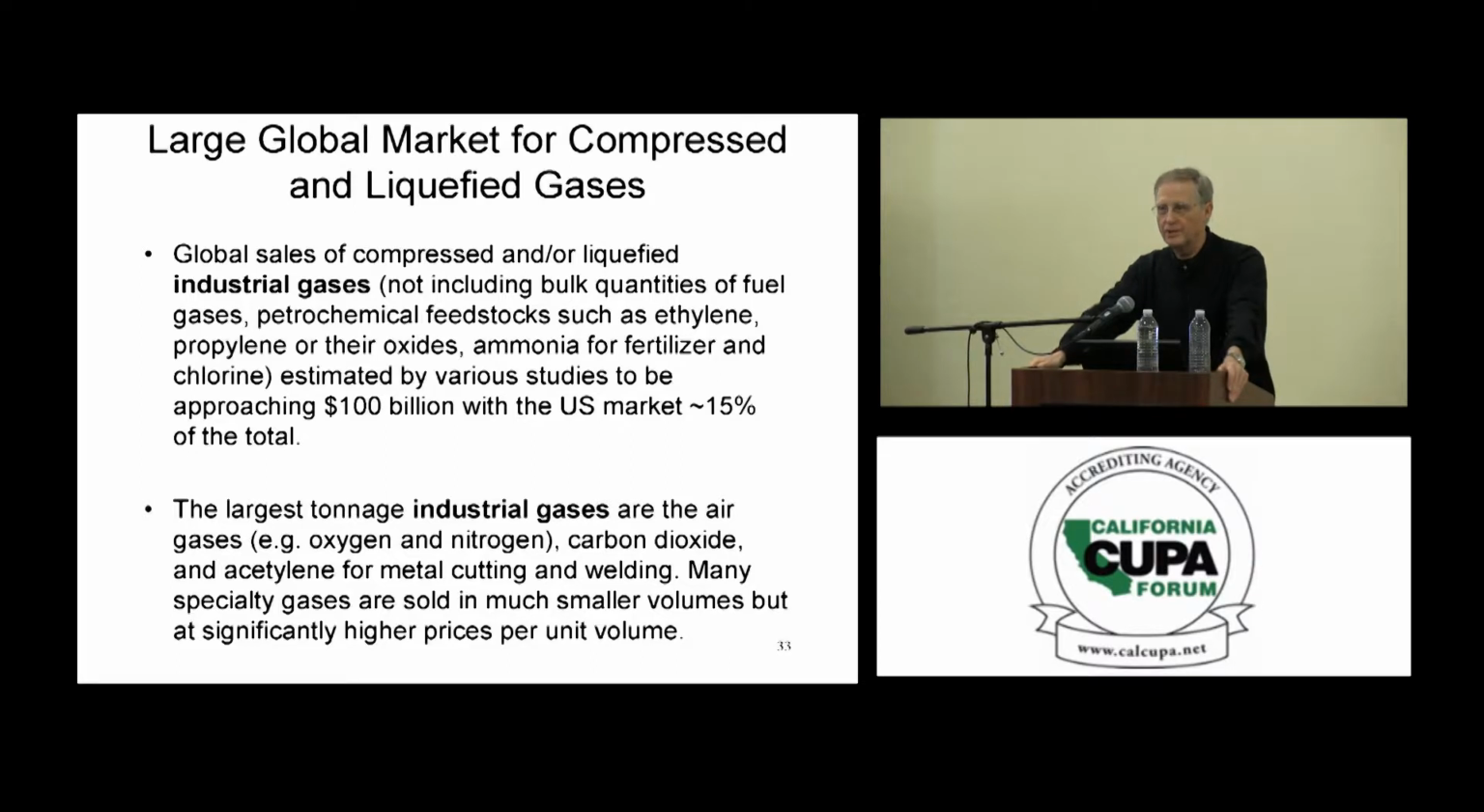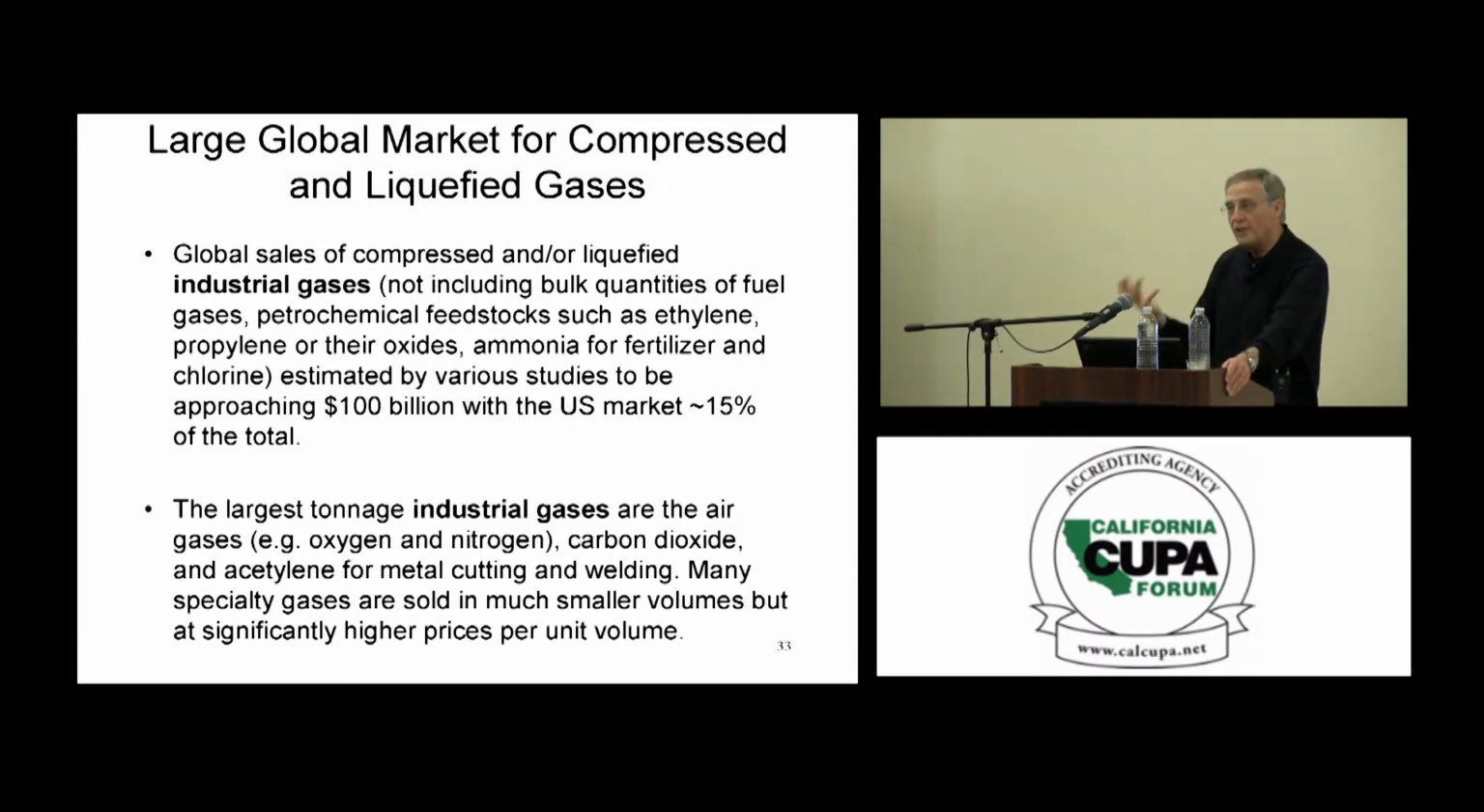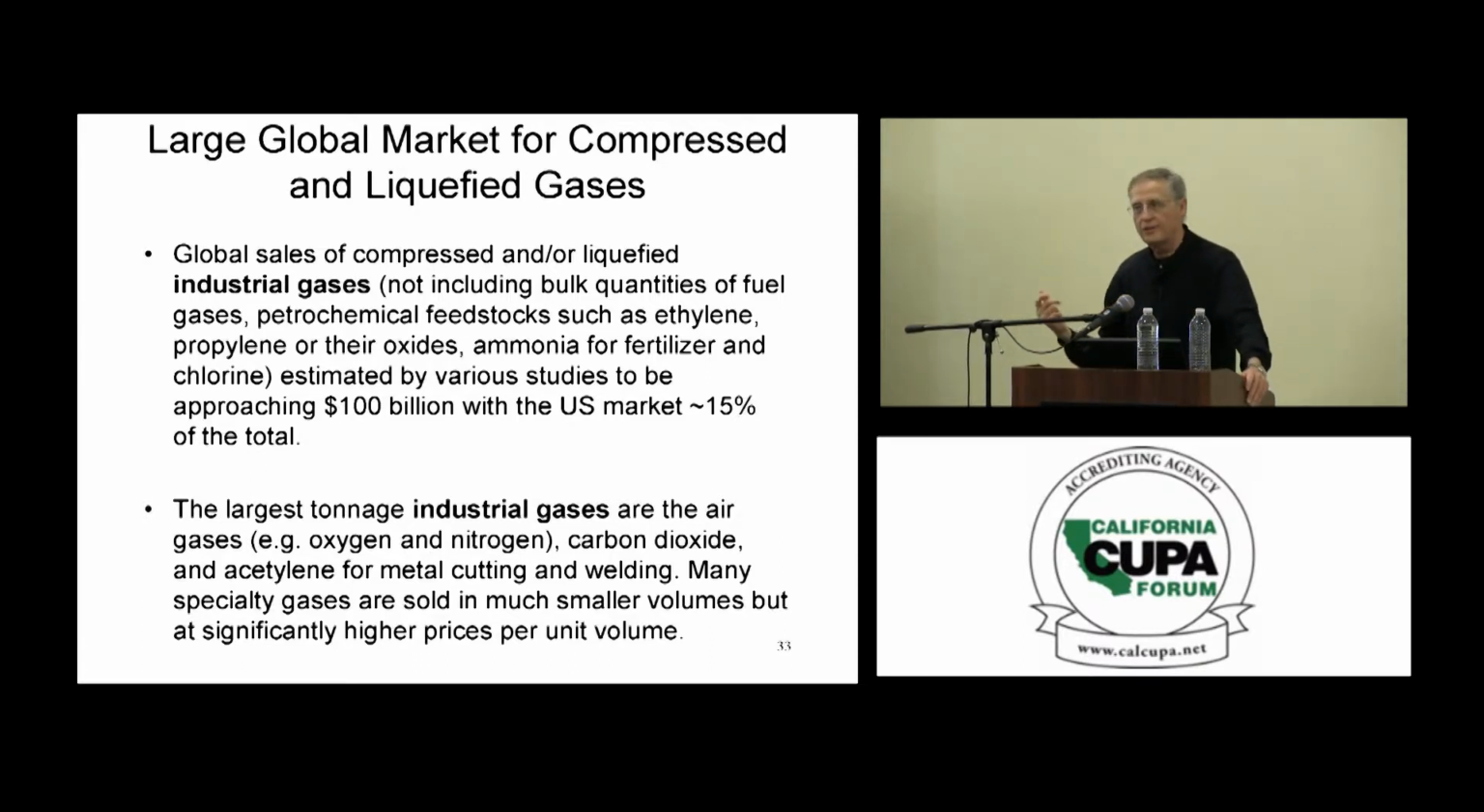Now, this is a big business, these compressed gases and industrial gases. If you just look at the industrial gases, which are mainly oxygen, nitrogen, argon, acetylene, not including the feedstock gases for petrochemicals like ethylene or propylene, not including ammonia, not including chlorine, it's approaching a $100 billion market worldwide. I'm not sure of the exact number, but that's the right order of magnitude. And about 15% in the US. So it's a big business. The largest tonnage industrial gases are oxygen and nitrogen.